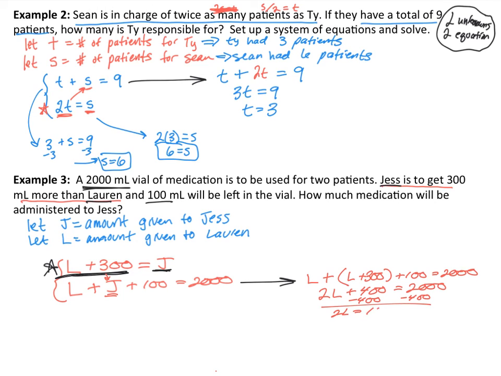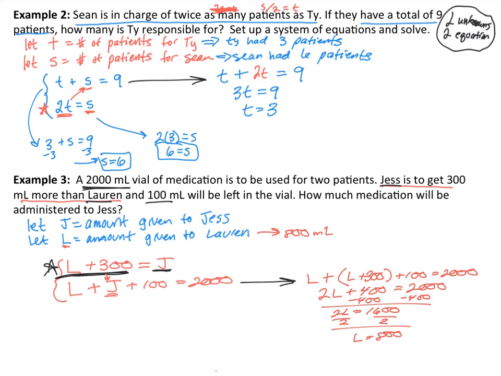2L is equal to 1,600. L is equal to 800 once I solve that for L. What did I just find? I found that Lauren, that's the value of L here, Lauren needs to be given 800 milliliters. We need the unit here.